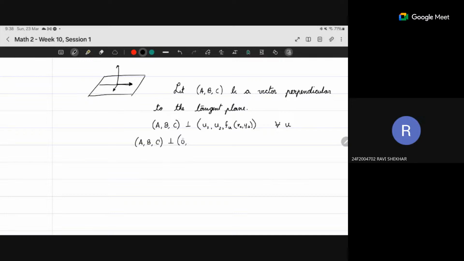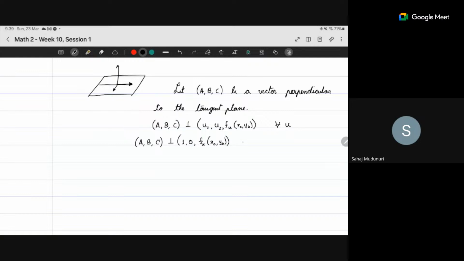So if I take 1, 0, what is f_(1,0)? What is the special name for that? It is f_x, the partial derivative with respect to x. The directional derivative in the direction of 1, 0 is just the partial derivative. Yes, sir.